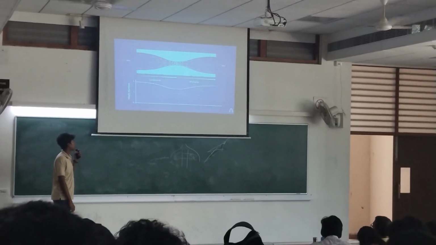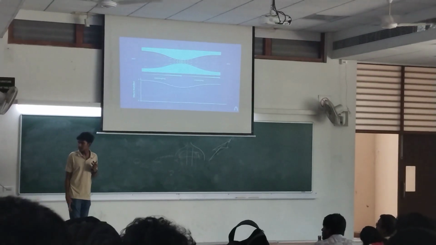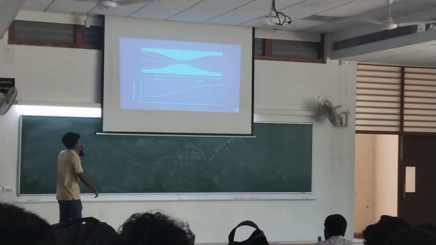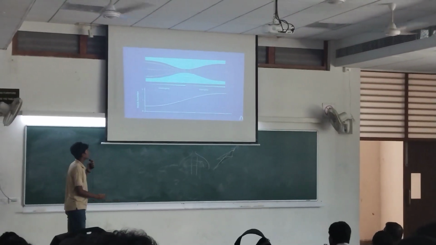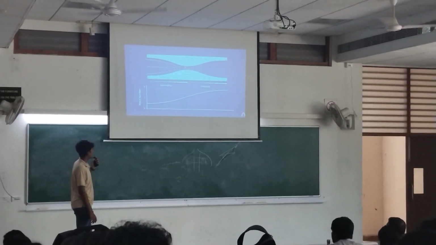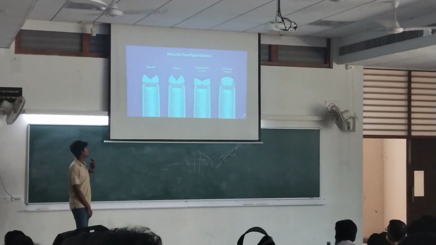So to get optimal speed for takeoff and landing, we use both converging and diverging nozzles to control the speed and to get varying configurations.